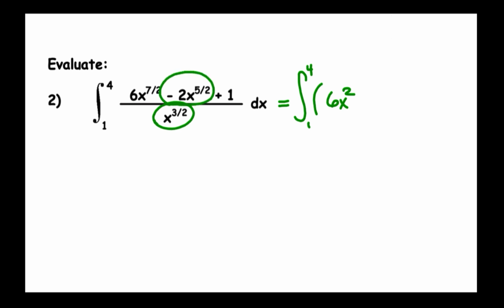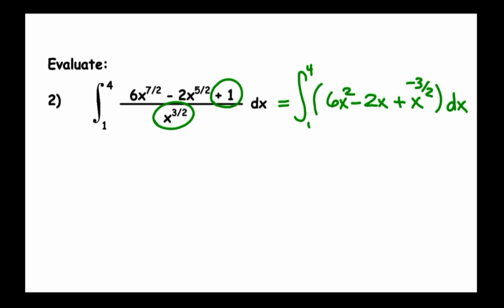Employing the same strategy, we have minus 2. And 5 halves minus 3 halves is 2 halves. That's just 1, so x to the first. And then finally, plus 1 over x to the 3 halves is simply x to the negative 3 halves, dx.